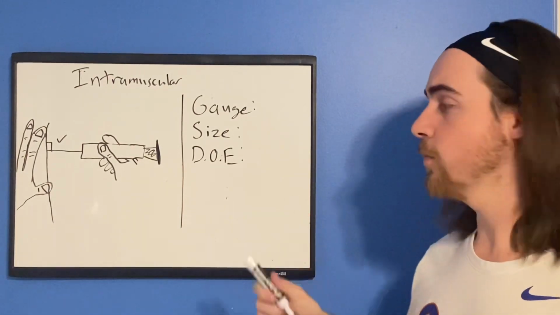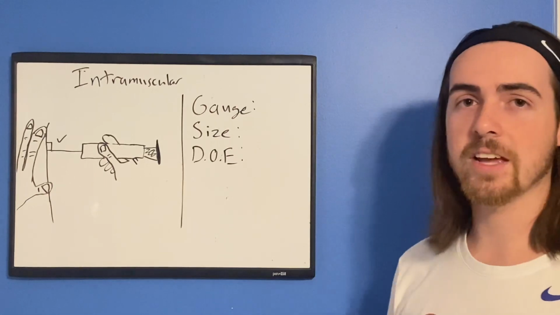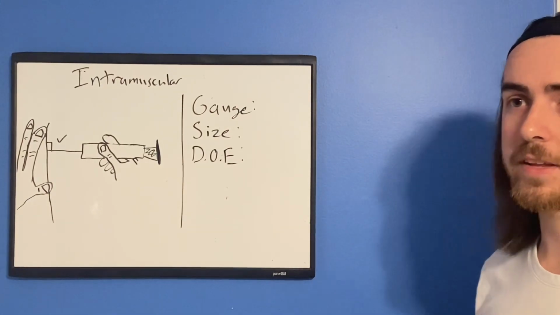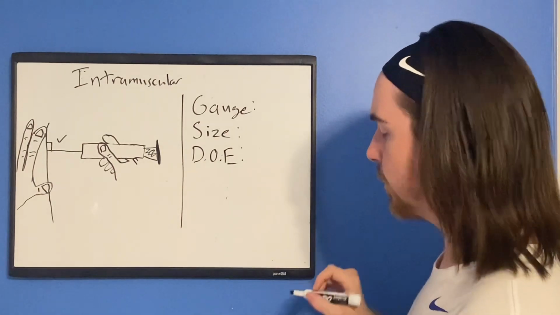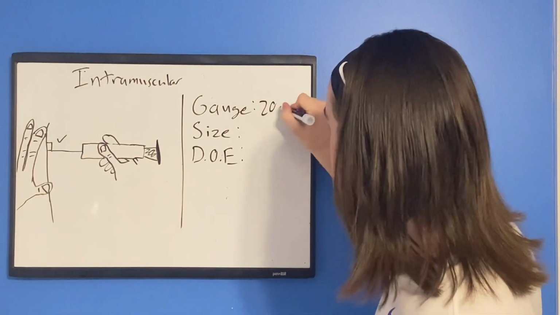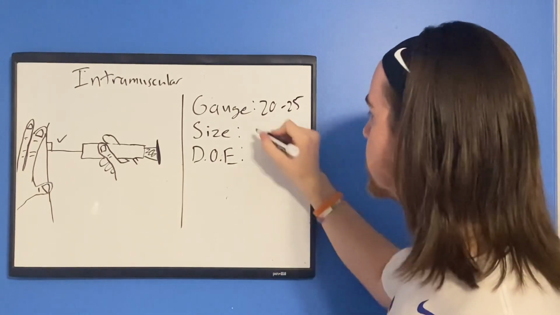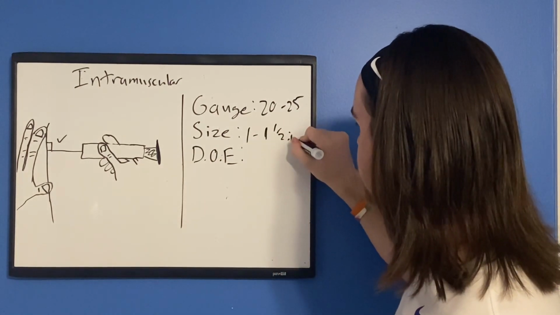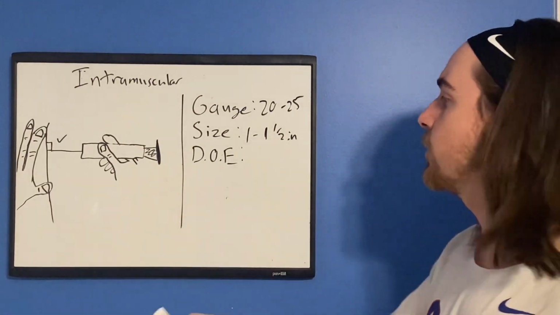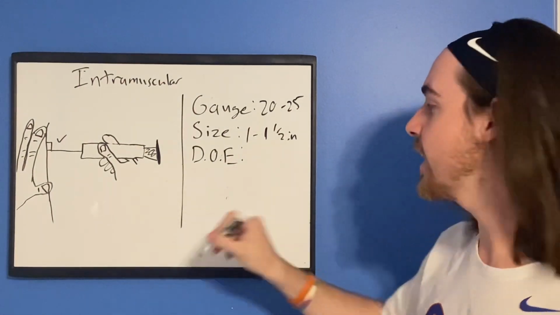So what we need to know for the needles themselves is that they are a little bit thicker and a little bit longer than intradermal needles. The gauge for intramuscular needles is about 20 to 25, and the size can go between 1 to 1.5 inches. And as we talked about a second ago, the degree of entry for this is always 90 degrees.